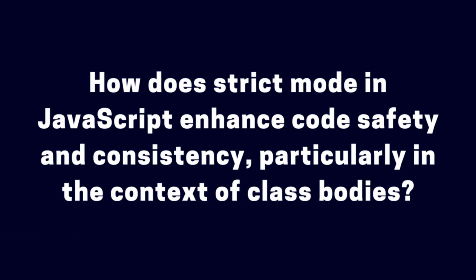How does strict mode in JavaScript enhance code safety and consistency, particularly in the context of class bodies? Strict mode in JavaScript makes code safer and more consistent by changing how certain things work. In class bodies, it ensures that the this keyword is not accidentally pointing to the global object. Instead, if the this keyword is not set, it will be undefined, which helps prevent bugs. Strict mode also stops you from making some common mistakes, like creating global variables by accident, making the code easier to understand and less prone to errors.